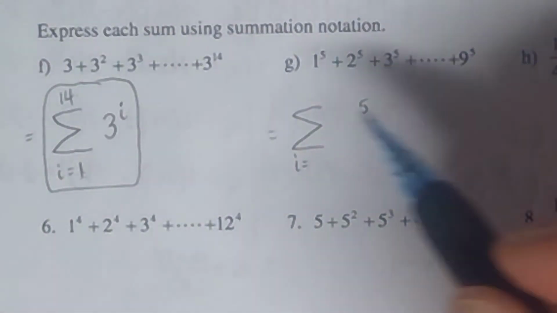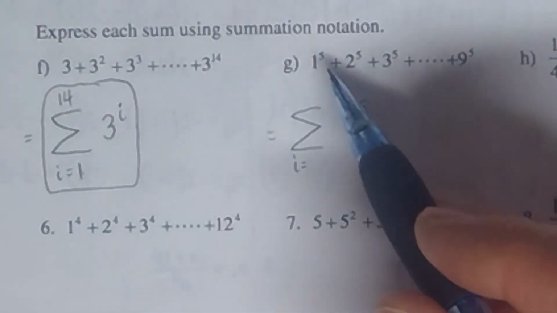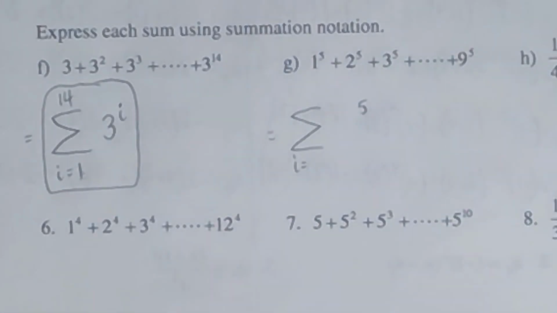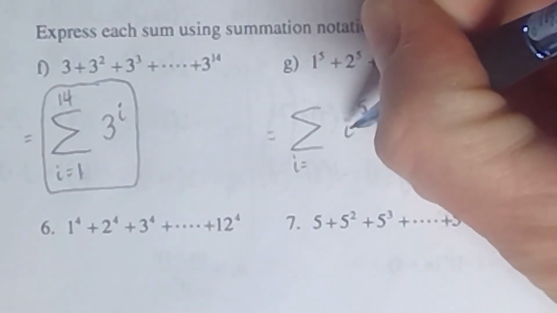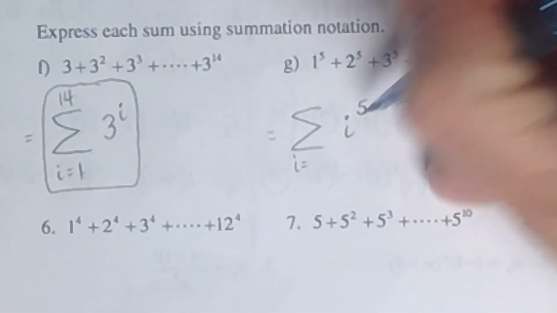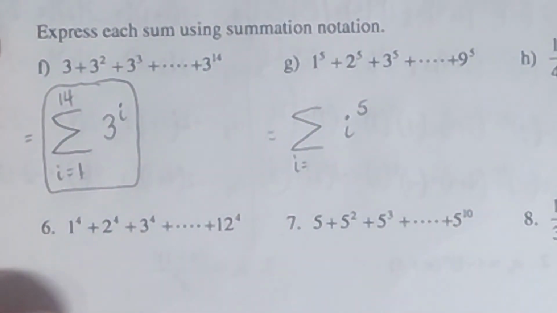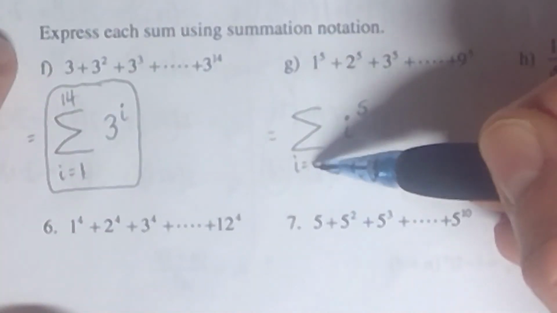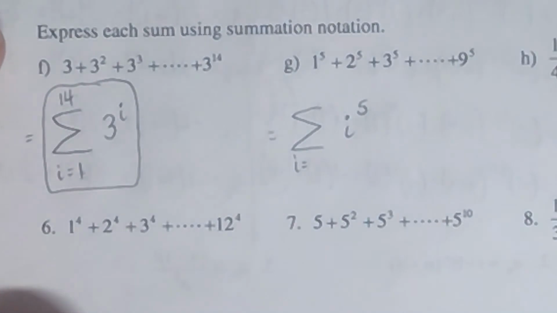But what is the base? Well, the base changes, doesn't it? 1, 2, 3, all the way up to 9. And so it would make sense then that the base would be where your variable goes. And so it looks like I to the 5th is the correct choice. Let's double check to make sure here as I figure out what the bottom and top numbers are going to be.